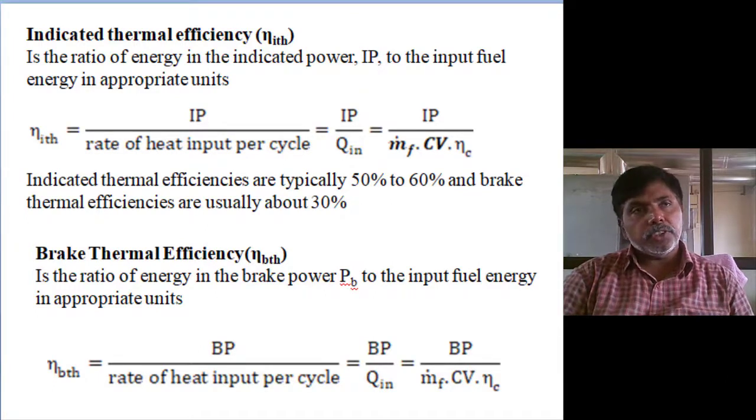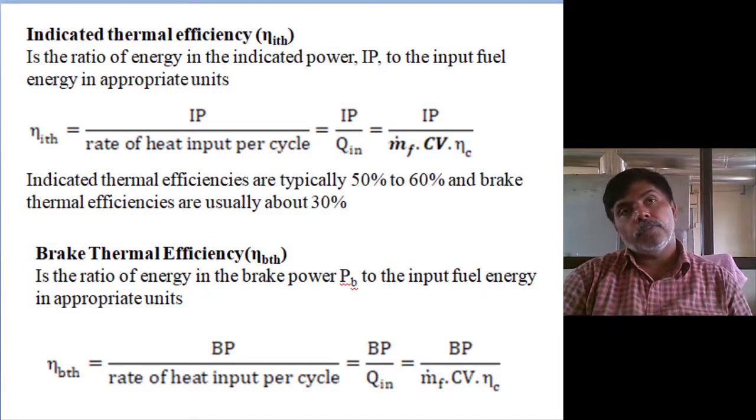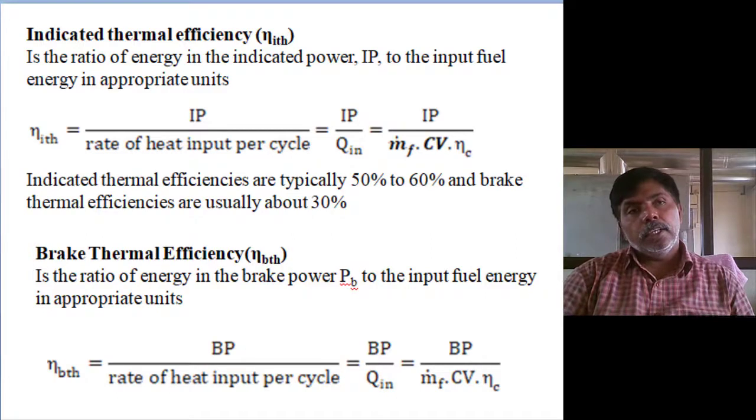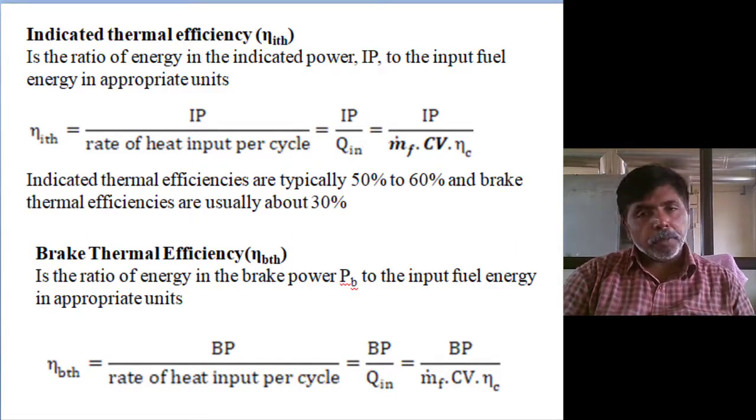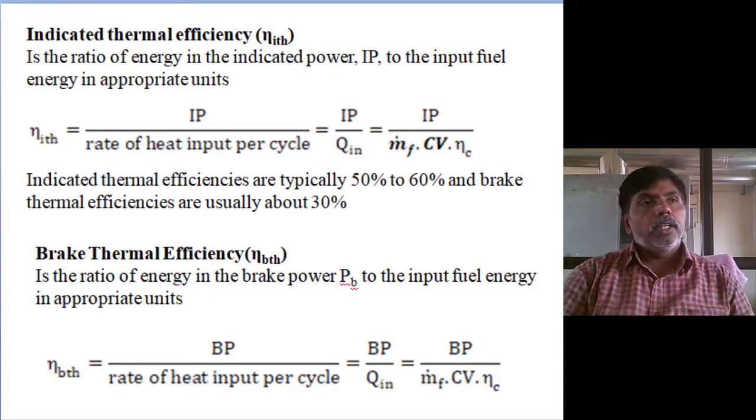Generally we are assuming efficiency of combustion is 100%. So mass of fuel supply into calorific value is the actual heat supply, and the actual heat output may be indicated power or brake power. Actual power output by heat supply.